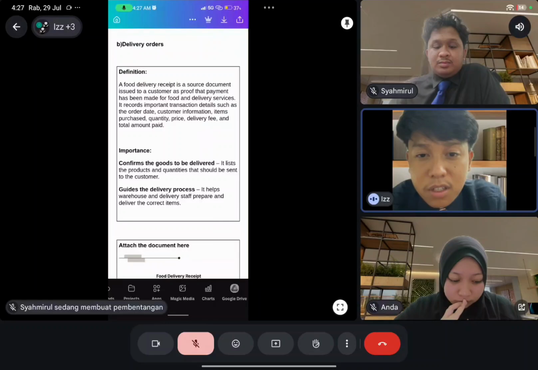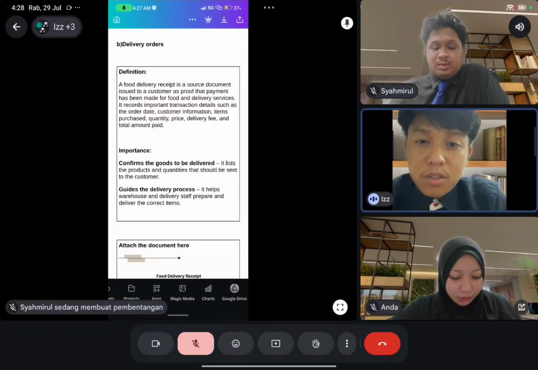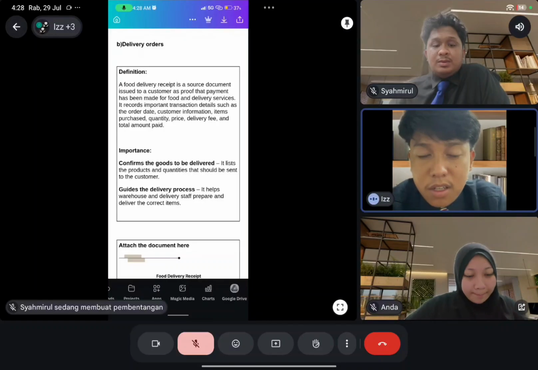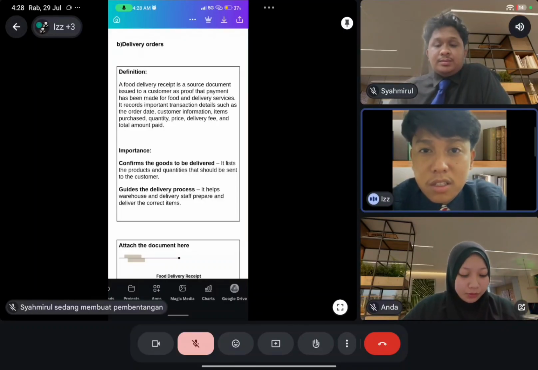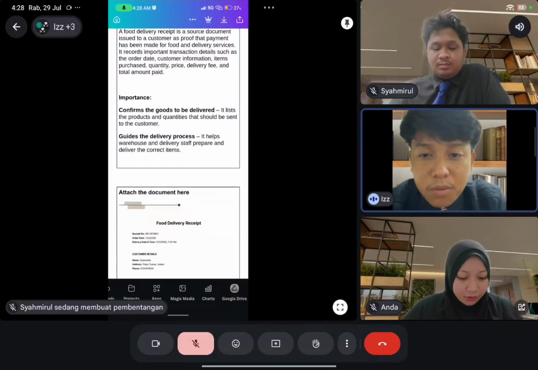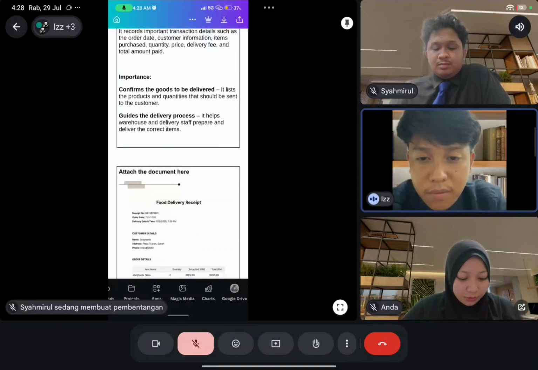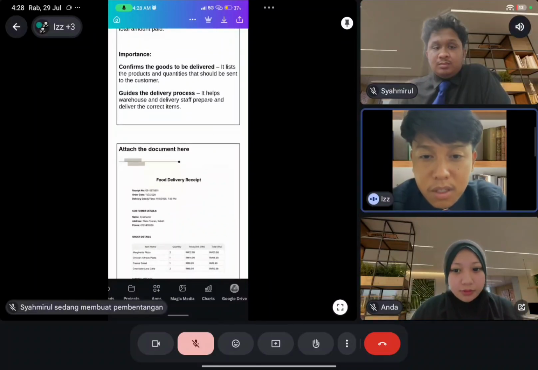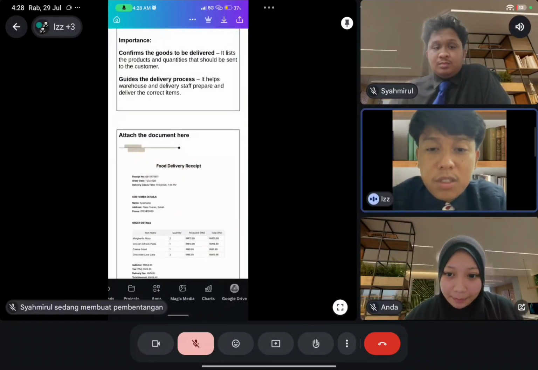Next, delivery order. Delivery order is a document issued to confirm that the customer order is ready for delivery. It contains the order date, customer information, items, quantity, delivery fee, and total amount. A delivery order confirms the goods that need to be delivered and guides the delivery process by helping the staff prepare and deliver the correct items.